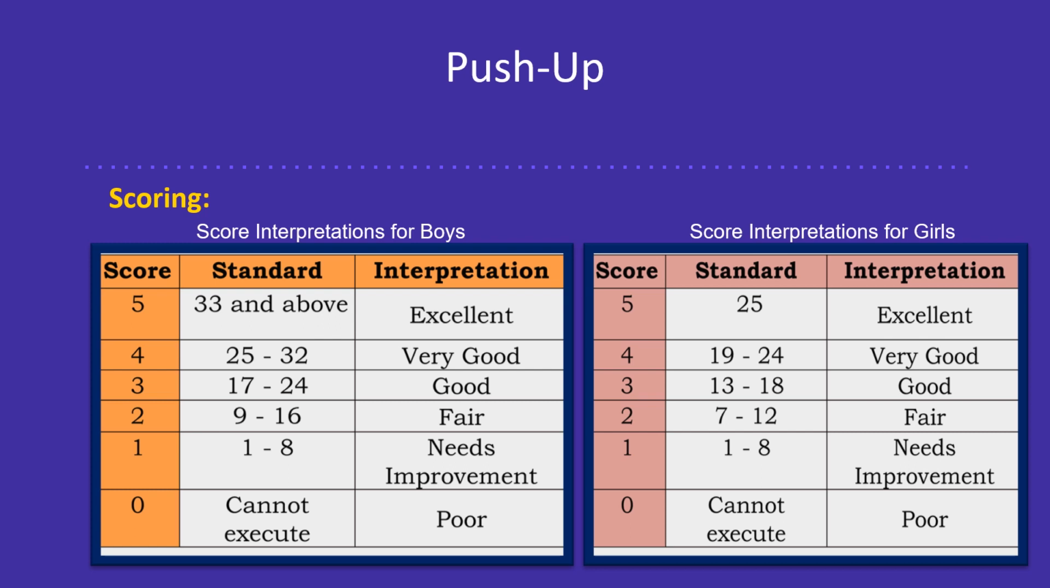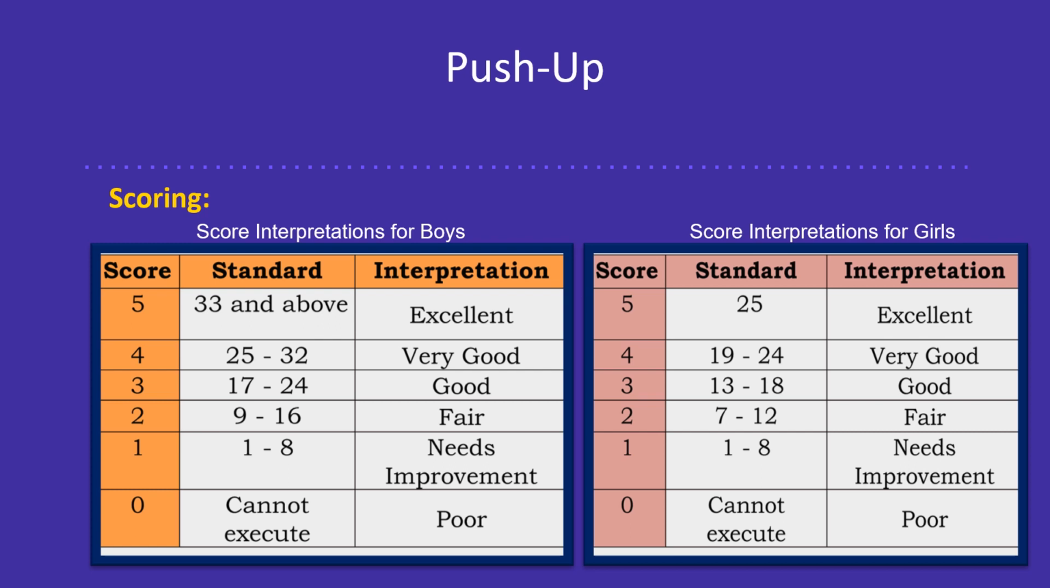So these are the score interpretation for boys and girls. So the score for 5 to 0, standard for boys is 33 and above, 25 to 32 repetitions, 17 to 24, 9 to 16, 1 to 8, and cannot execute. So the interpretation would be excellent, very good, good, fair, needs improvement, and poor.